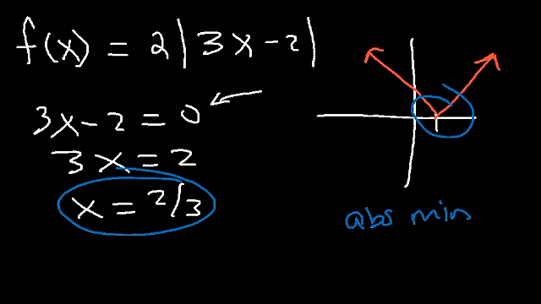If you plug in 2/3 into x, the whole thing is going to be 0. 3 times 2/3 is 2. The 3's cancel. 2 minus 2 is 0, so the whole thing is 0. So the absolute minimum value is 0, and it's located at an x value of 2/3.